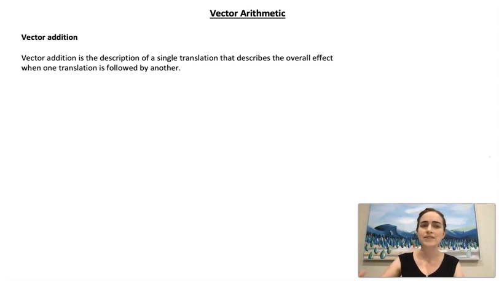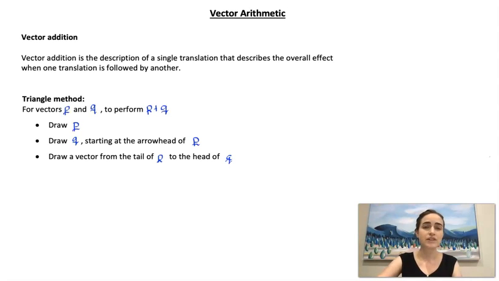There's two ways of visualizing this. We're going to have a look at both of them. The first method is referred to as the triangle method. If we have two vectors p and q and we want to figure out what p plus q is, we're going to draw our first vector, then we're going to draw our second vector, but we're going to start the tail of our second vector wherever the arrowhead of our first vector ended. Then we're going to draw a vector from where we started, the tail of p, and join that onto the arrowhead of q.